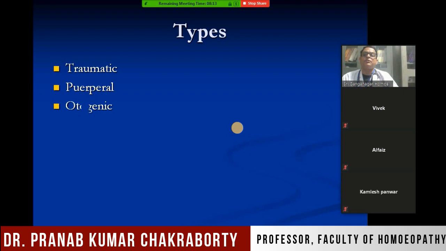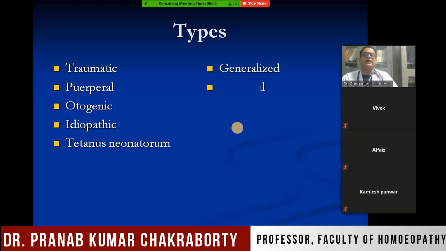Traumatic type, peripheral type, autogenic type, idiopathic type, tetanus neonatorum. These are different varieties: generalized, neonatal, local. What is general and local? Sometimes, if virulence is very low, the infection at the nerve end directly involves the peripheral motor nerve endings and causes local spasm of the muscle. Local spasm of the muscles, that is called local.